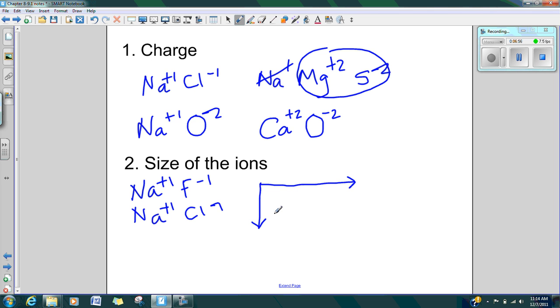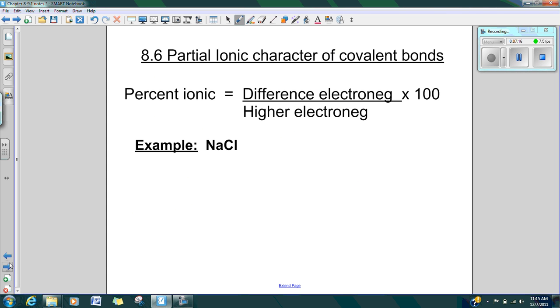Now, it's really difficult to make predictions of polyatomic ions, meaning like phosphate or nitrate, so we're just going to stay away from those. We're going to keep it nice and simple. So you just need to take a look at the charge or the size of the ions. Now, again, we are still talking about ions. We're still talking about ionic substances. So the last section that I want to talk about is partial ionic character of covalent bonds.